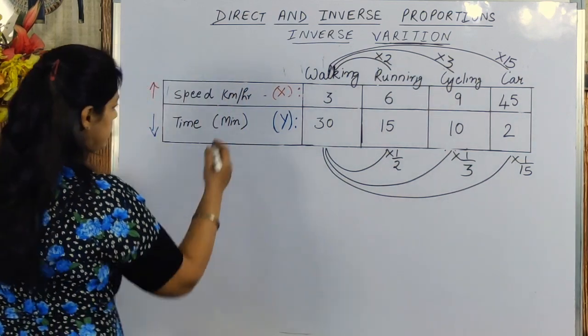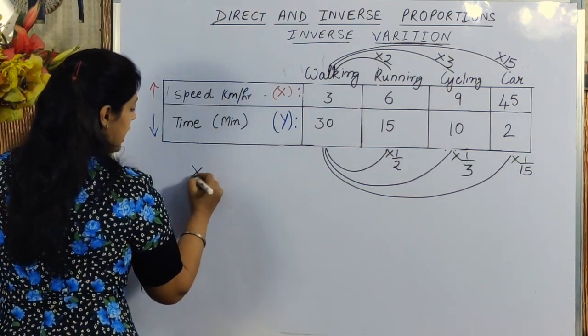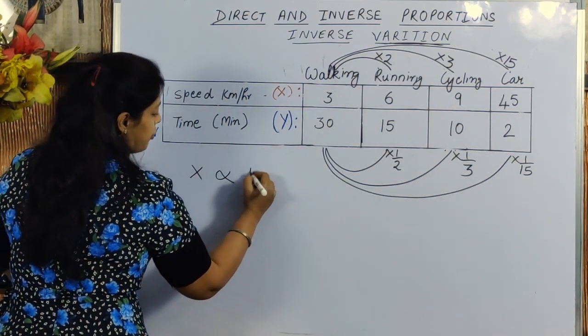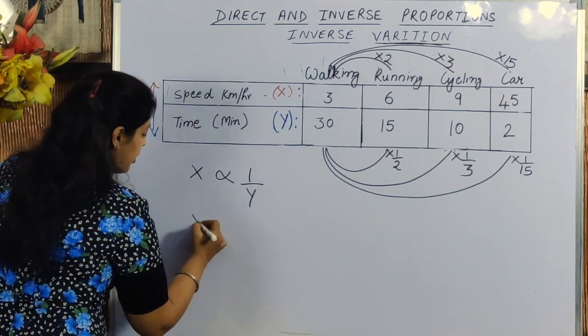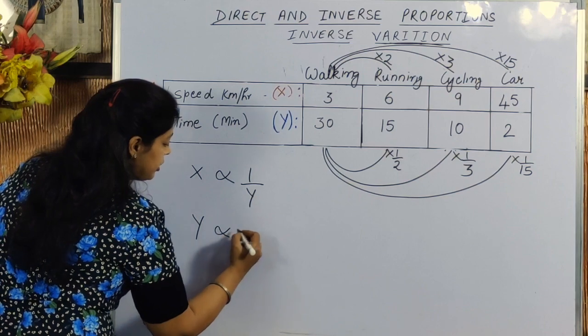So when two things are inversely related, we can say that x is varying inversely to y. So we write this as x is proportional to 1 upon y. Or we can also say that y varies inversely to x.